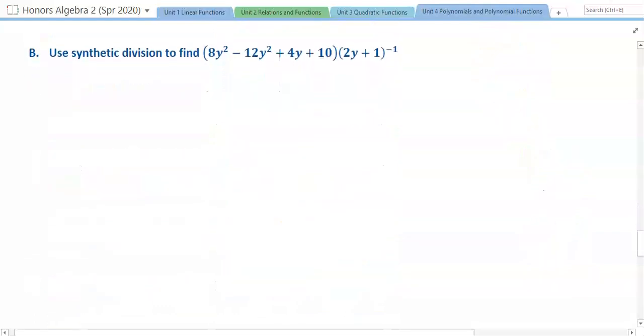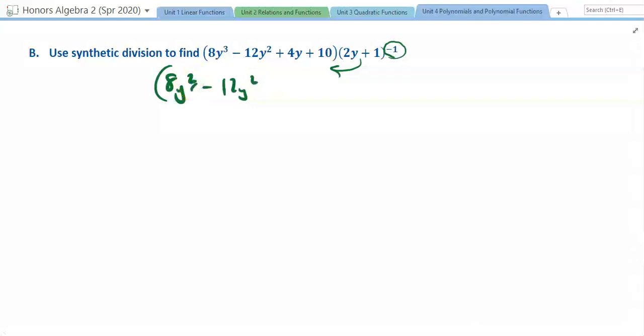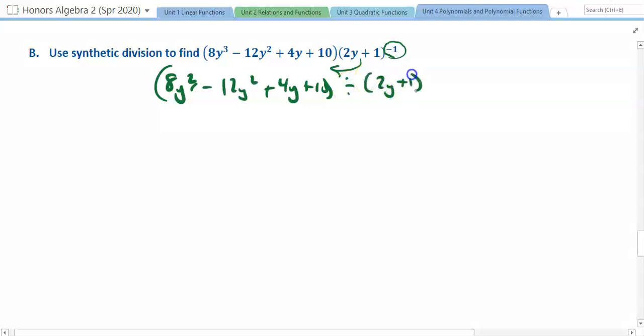It says use synthetic division to find this, okay? Now, I want you to pay attention to the notation. This is multiplication here, right? But look at the power. The power is -1, which means, remember, where's that -1 going to take that entire base? It's going to make it into the denominator of a fraction, right? And so this rewrites as 8y squared minus 12y squared. Sorry, these powers are wrong. This should be a third. So there it's fixed. So 8y cubed minus 12y squared plus the 4y plus the 10 divided by the 2y plus 1. Again, we could write it as one big fraction, but we know we're doing division.